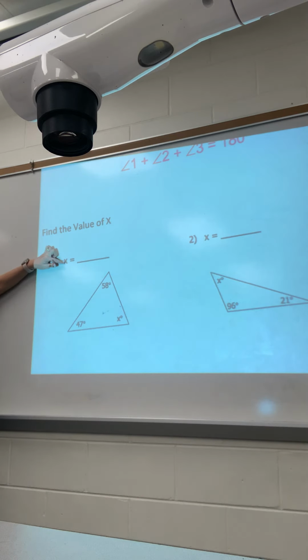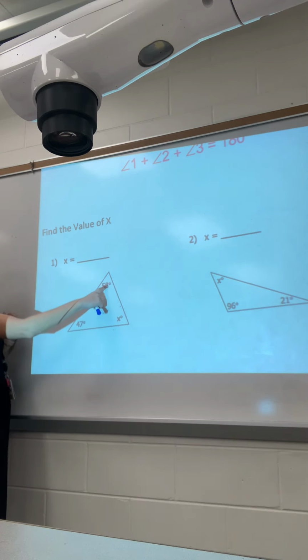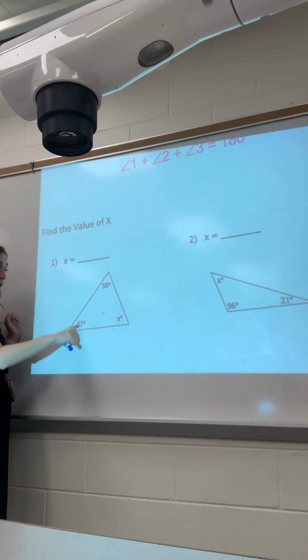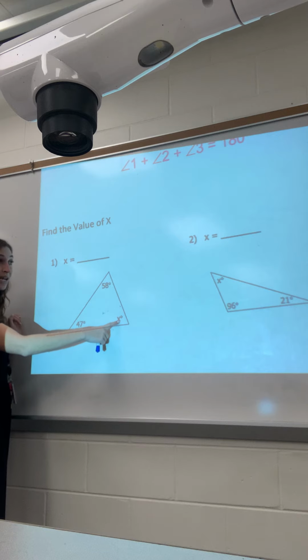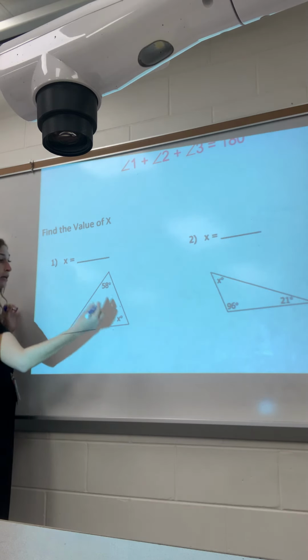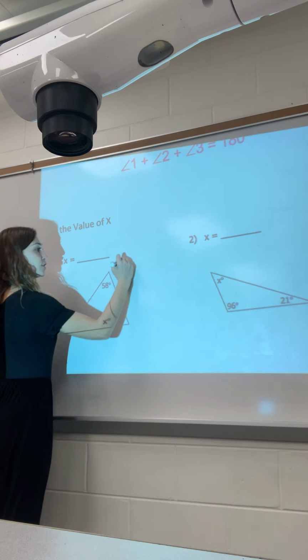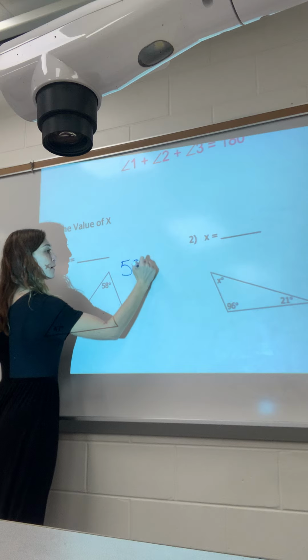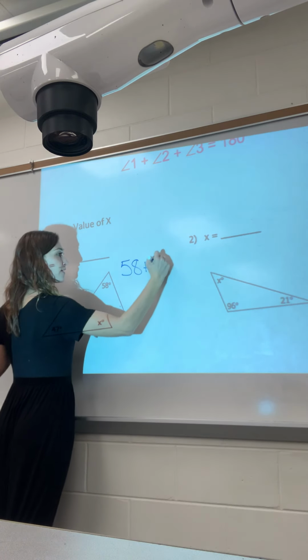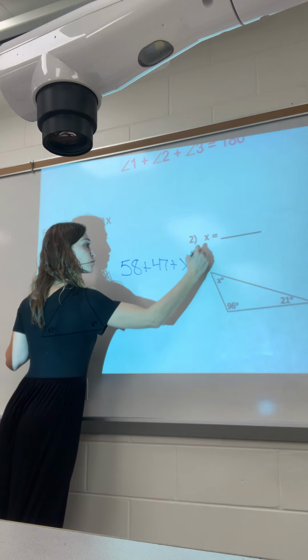Okay, so the first problem asks you to find the value of x. Now, as you can see here, we have one angle that's 58 degrees, one angle that's 47 degrees, and the other angle we don't know what it is. So in order to figure this out, I'm going to have to add them all up and equal them to 180 degrees. So I'm going to do 58 plus 47 plus x equals 180.